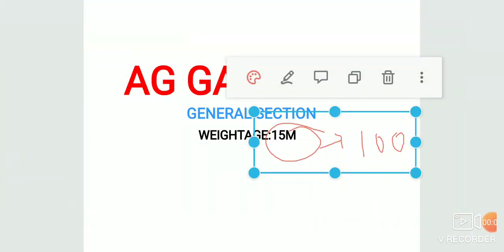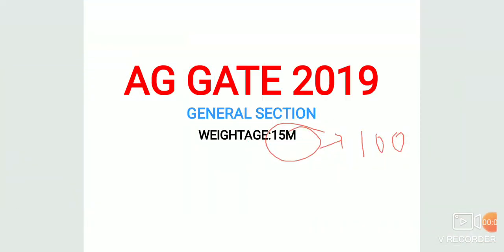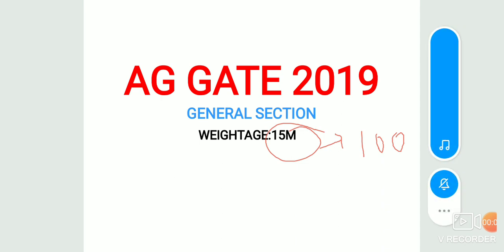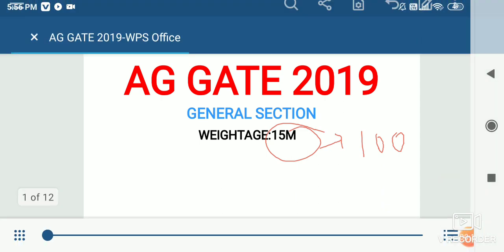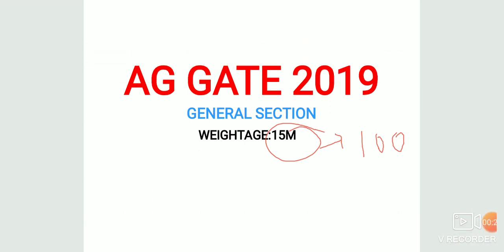To solve this easy GATE 2019 general section paper. It contains aptitude, reasoning, English, and its weightage is about 15 marks out of 100. This section is very easy to score marks, and we can easily get the marks from this section, so focus on this section.